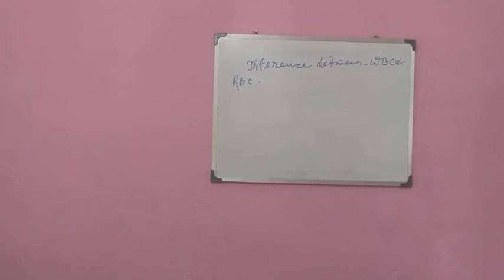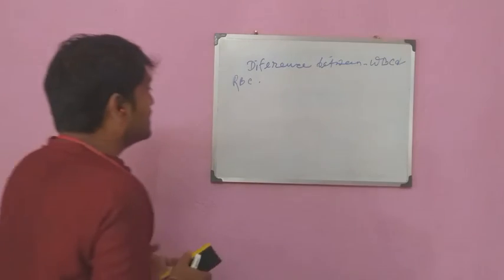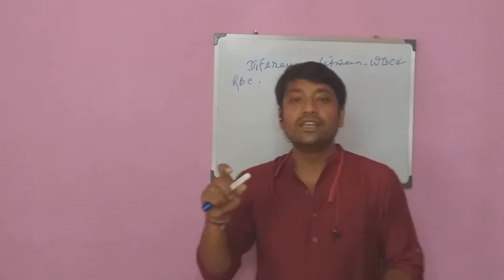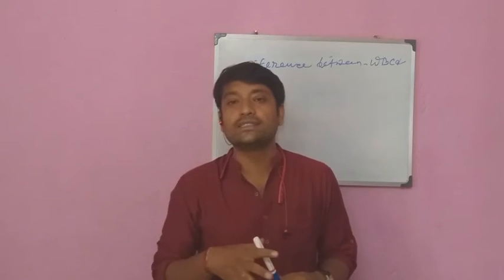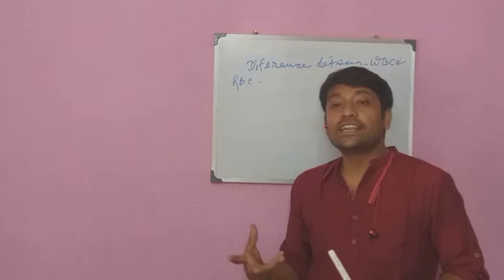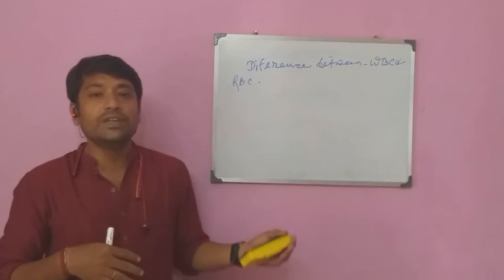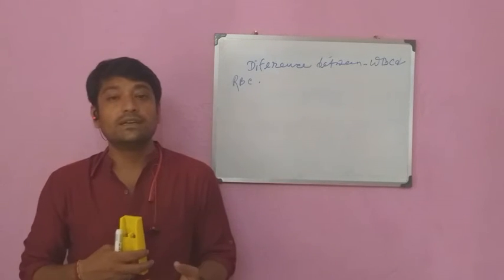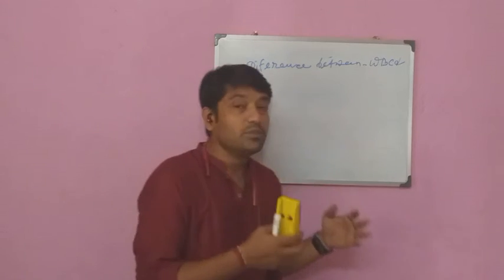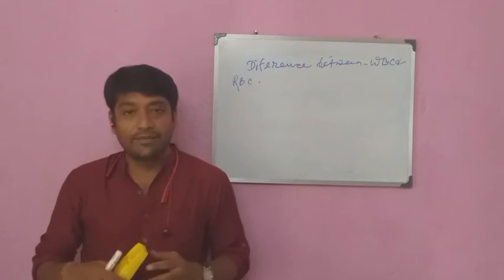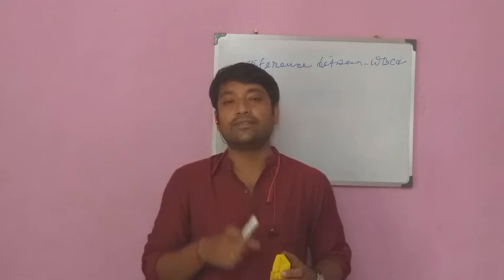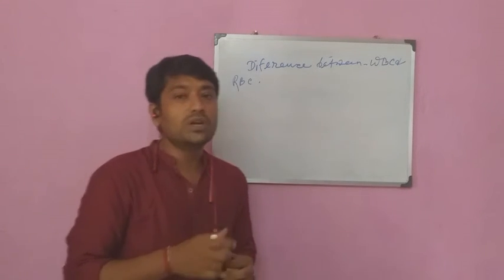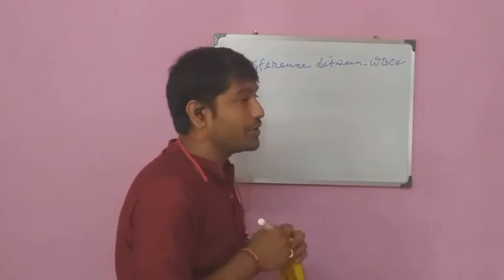Another important difference between white blood cells and red blood cells: white blood cells are nucleated cells, and red blood cells are anucleated cells. Understood? Hemoglobin is absent in white blood cells, and hemoglobin is present in red blood cells. Okay? Now look, another important question for your upcoming examination.